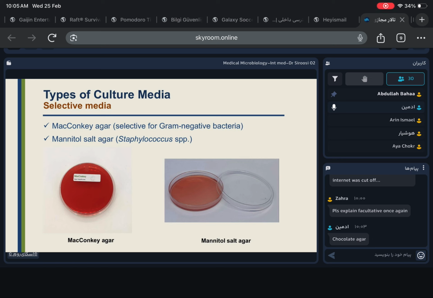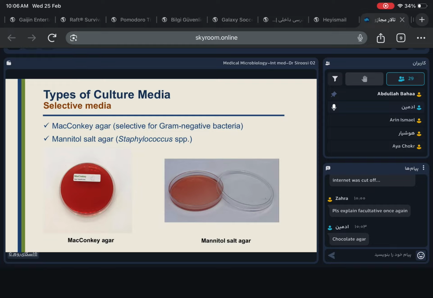In contrast, we have another culture medium, which is called mannitol salt agar. This is also another selective culture medium. It is selective for Staphylococcus species. You know, Staphylococcus is a gram-positive bacterium. You will be learning more about this bacterium in your future lectures. Just know that this gram-positive bacterium is able to grow on this type of culture medium.